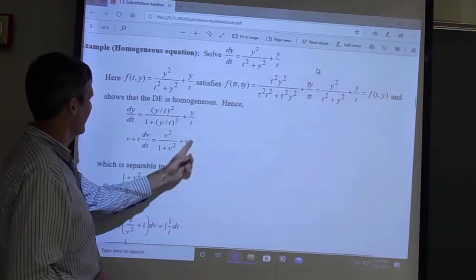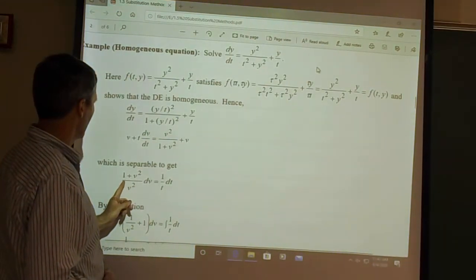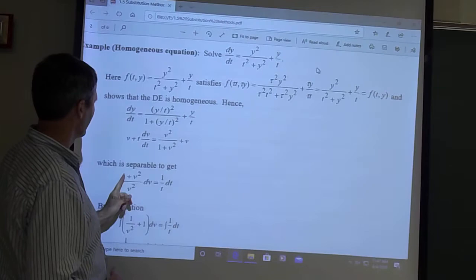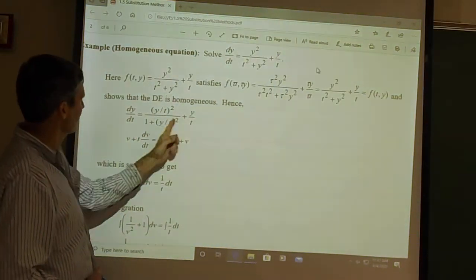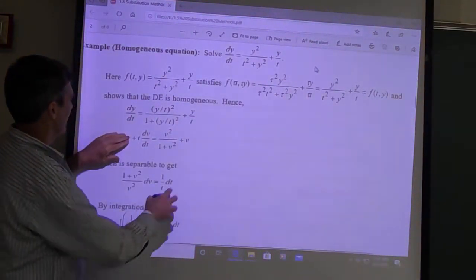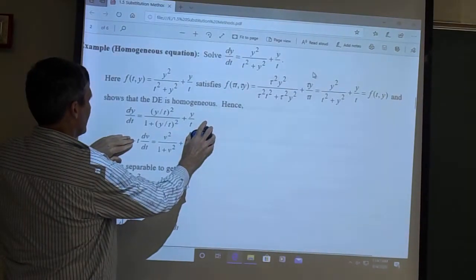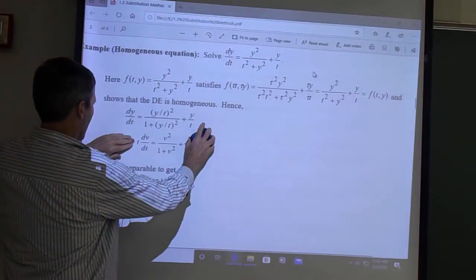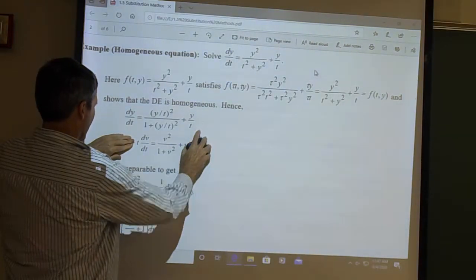Look, I'll subtract v on each side and I'll get, oh boy, I did two steps at once, maybe it's hard to see. Subtract v from each side, you get t dv/dt equals this, and then you can multiply by dt over t and get this equation.